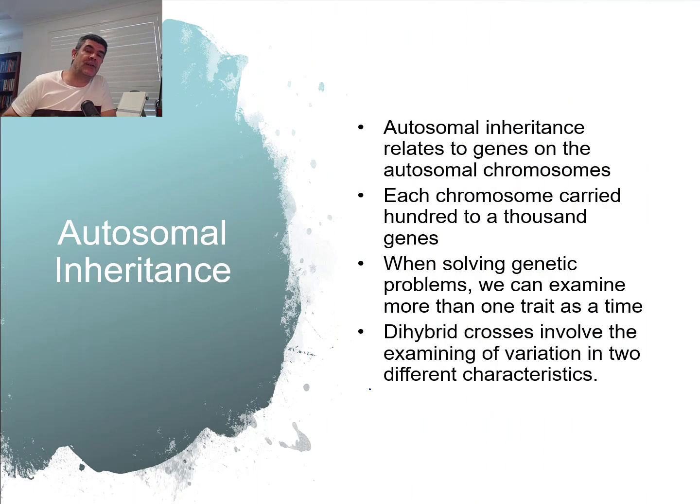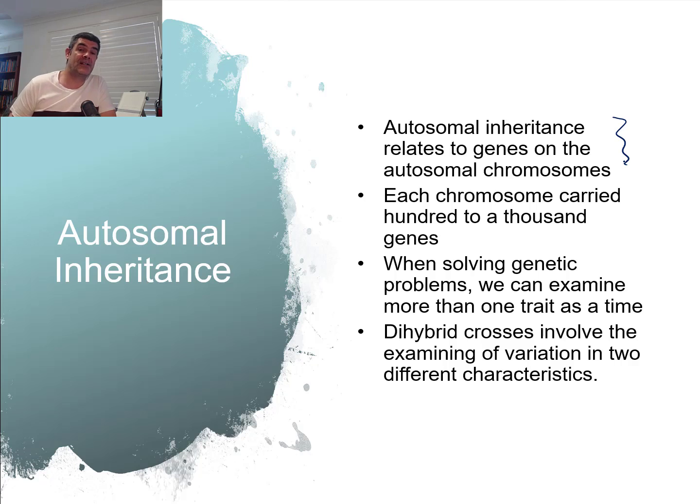So let's quickly review this idea of autosomal inheritance. Firstly, autosomal inheritance relates to genes on the autosomal chromosomes. Basically, that's the non-sex determining chromosomes, and in humans the sex chromosomes are X and Y. So all of the other chromosomes would be autosomal, and they are the ones we're talking about when we talk about autosomal inheritance.